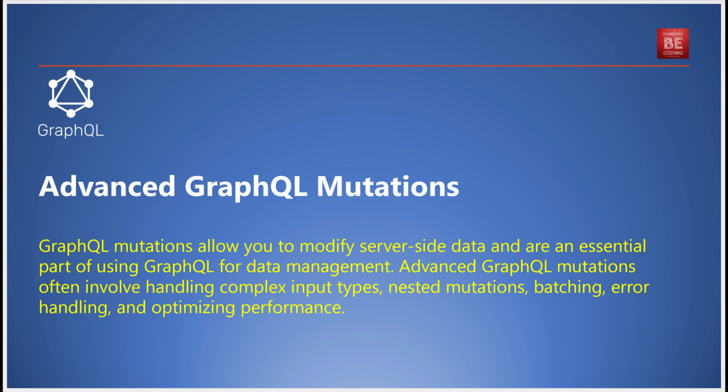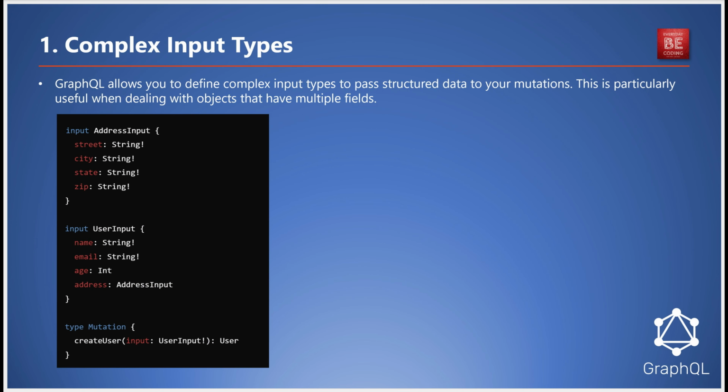GraphQL Mutations. These are not just about changing data, they're about doing it smartly. First, consider the backbone of any mutation, complex input types. GraphQL excels in handling detailed, structured data. Imagine a scenario where you need to create a user with a nested address.